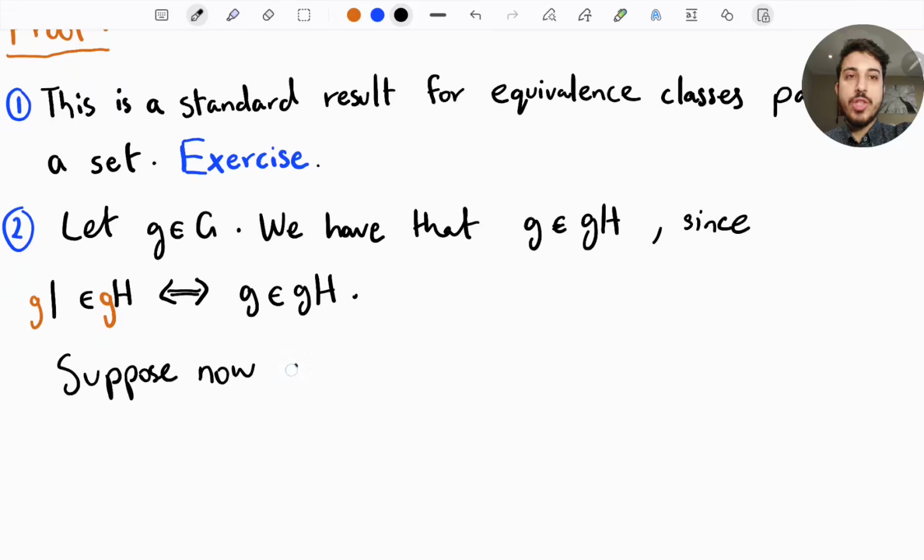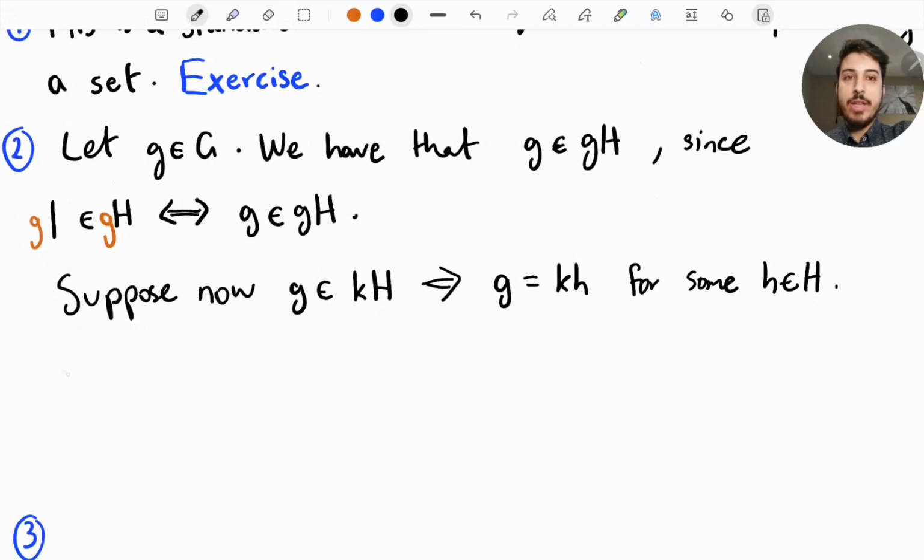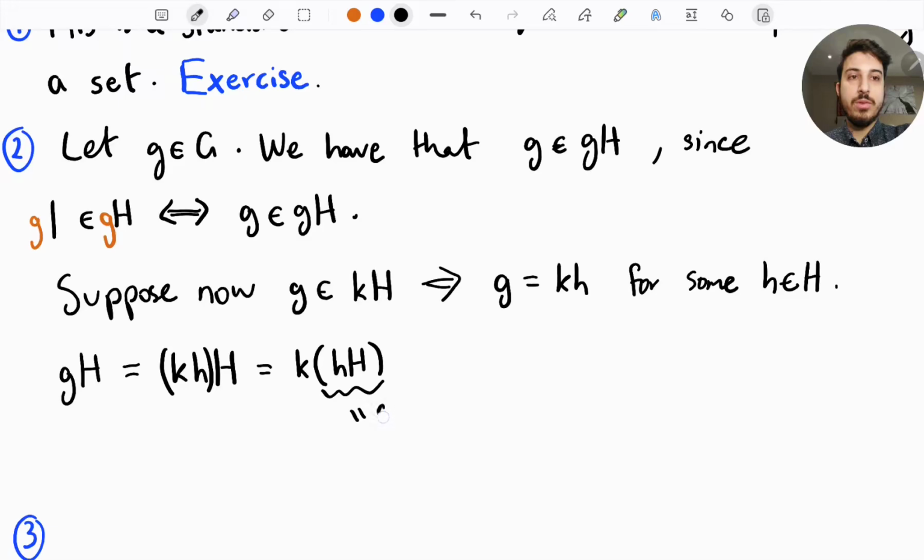Now, suppose that g is an element in another coset which is called kH. We want to prove that kH is equal to gH, thus proving that g belongs to a single unique coset. Since g is in kH, that means g is equal to k times some h in H. And now we can say that gH is equal to khH. And if we look here, we can use associativity by saying this is equal to k times HH. So this is a coset called HH, but HH is equal to H because this is essentially equal to h times h star for all h star in H.